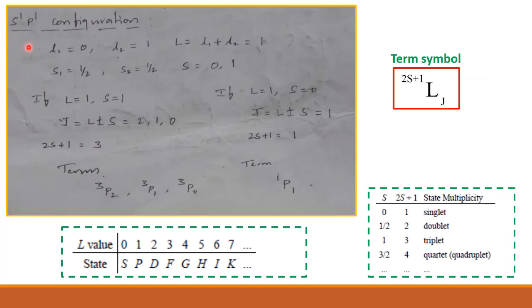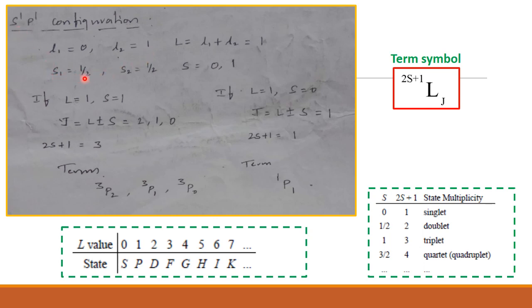Here we will have a different example, that is the s1 and p1 configuration. So let us see how to solve this kind of configuration. There are two orbitals here, s1 and p1. For s, L is equal to 0. For p, L is equal to 1. So L1 and L2, I will consider 0 and 1.